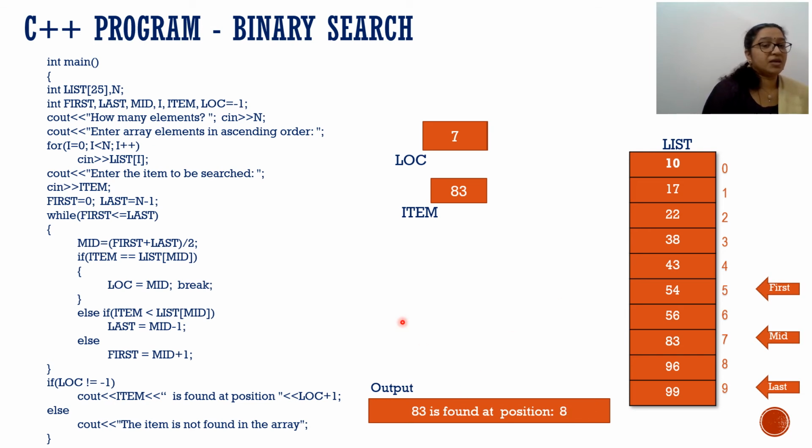Understood now? So if the value is less, we'll avoid this second half and we'll go through with the first half value and check it. So this process will continue. If the first is greater than the last, then we can exit from the loop and we can check the location, is it minus 1 or not. Clear? So this is the binary search program.